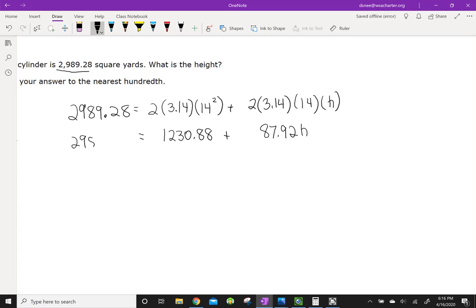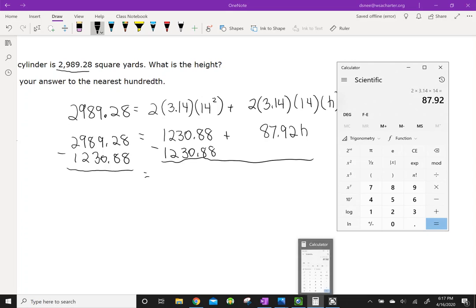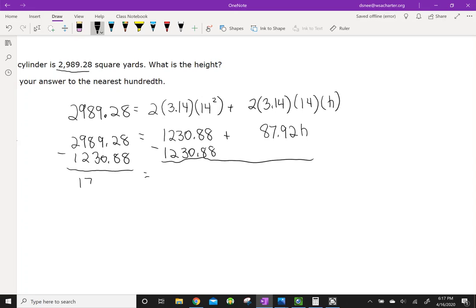And now we're solving this equation for h. And you guys know how to solve these two-step equations. You get the variable all by itself. Okay, if I subtract this value, 1230.88, from both sides, I'm going to type that into my calculator. 2989.28 minus 1230.88 equals 1758.4.